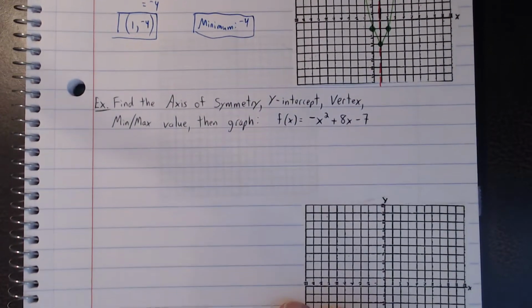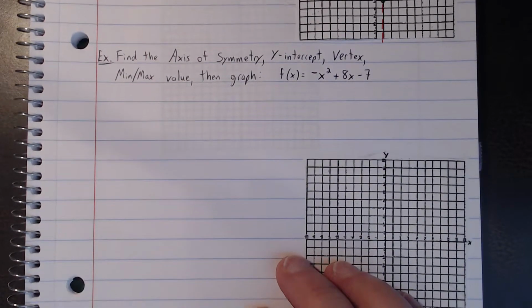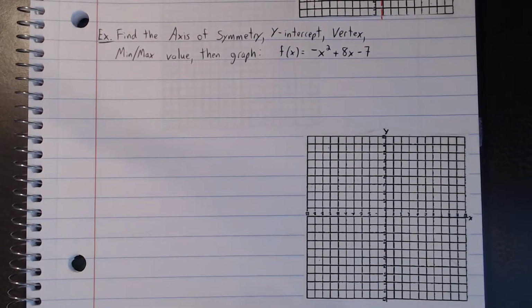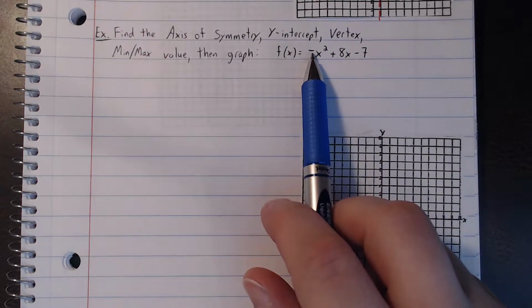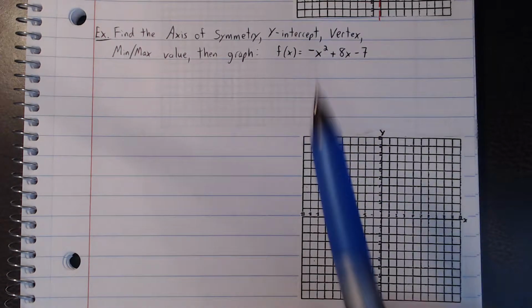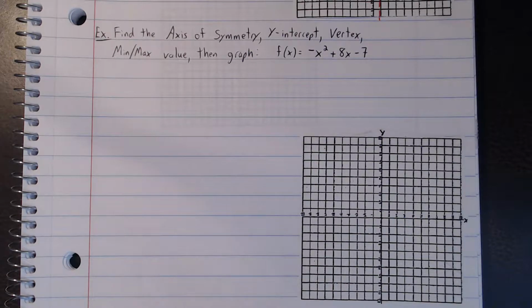Okay, we're going to try this problem out. You're going to need another 10 by 10 coordinate plane. Take a moment to write down the function as well. We're going to follow the same set of instructions: find the axis of symmetry, y-intercept, vertex, min-max value, and then graph. I can already see that we have a negative, which means we're going to have a maximum value. That's something we want to keep track of.